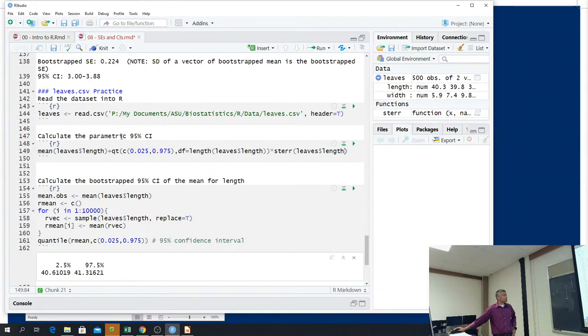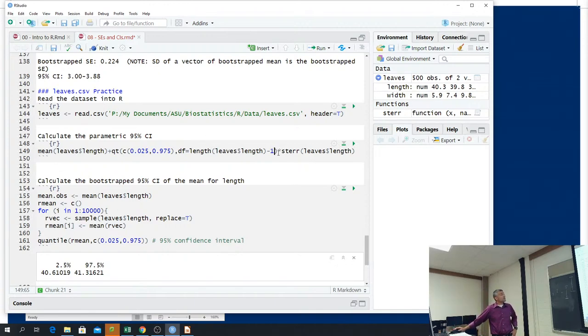So the first thing I'm going to do is calculate my parametric 95% confidence interval. That was our mean of that length variable. So leaves dollar sign length plus our qt, where we want 2.5% and 97.5% with the degrees of freedom of our length minus one.